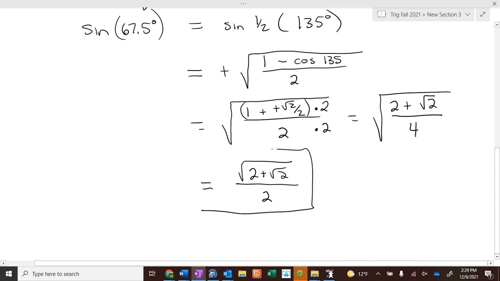And this is how we're going to leave our answer, a radical within a radical. I know that's odd to look at. You haven't seen those in the past, but this is a situation where we leave a radical within a radical, which is kind of a radical concept.